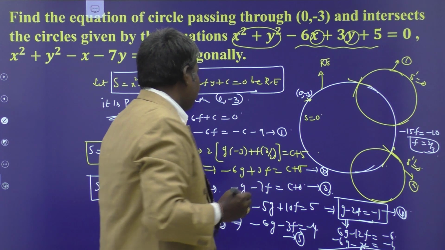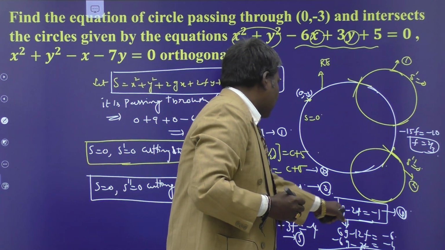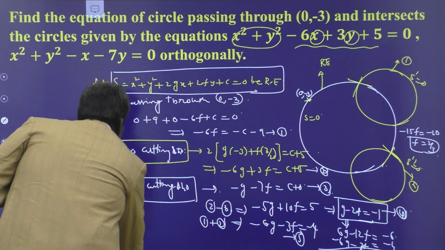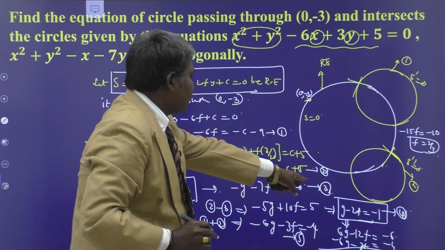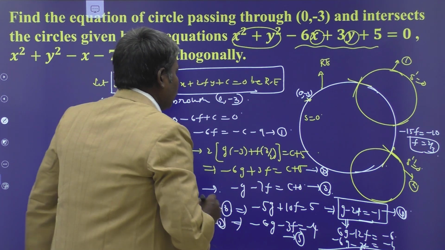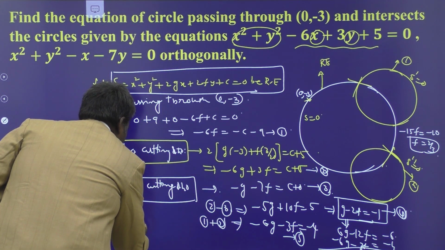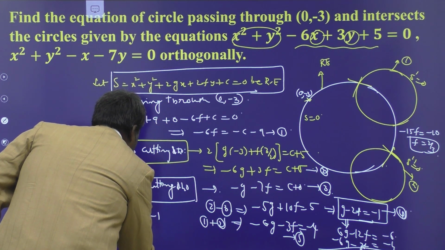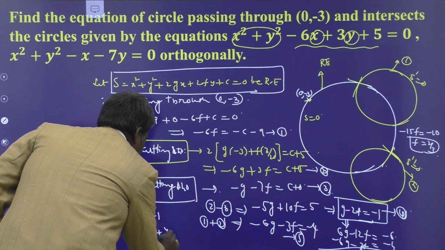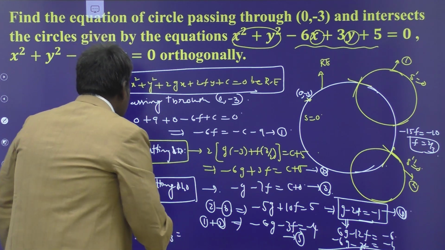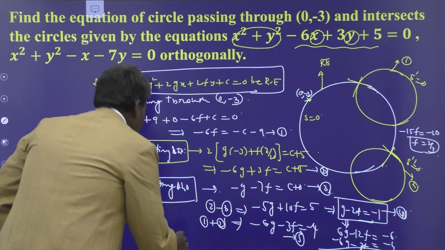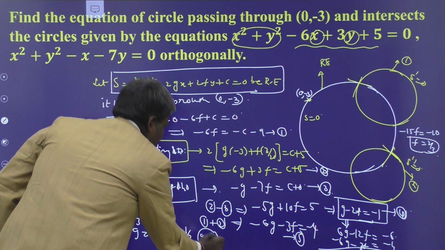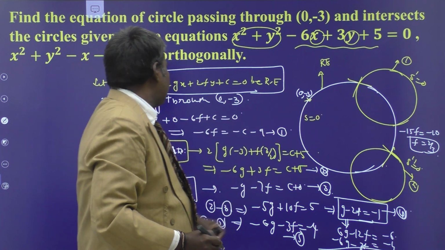So substitute f is equals to 2 by 3 in any of these equations. Substitute here itself. What is g? You are going to find out g value. G minus 2f. Minus 2f means minus 4 by 3, is nothing but minus 1. So g is equals to minus 1 plus 4 by 3, that is equals to 1 by 3. We have g is equals to 1 by 3. G is 1 by 3, f is 2 by 3.